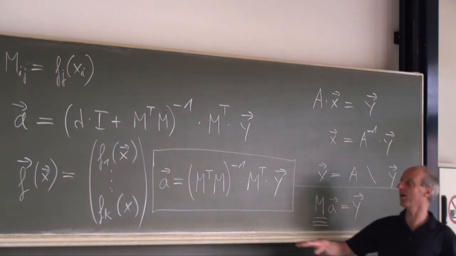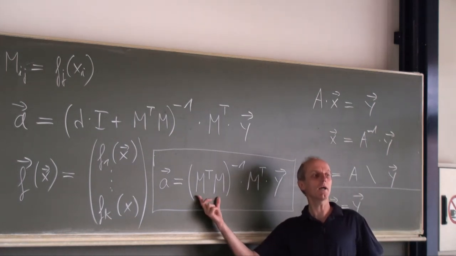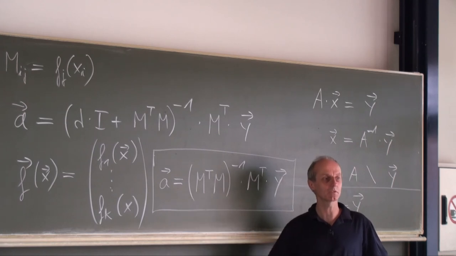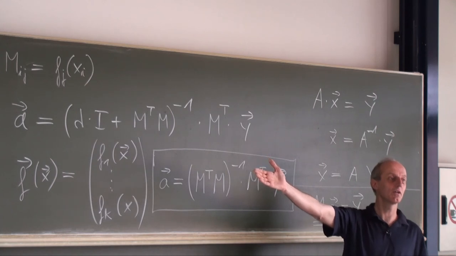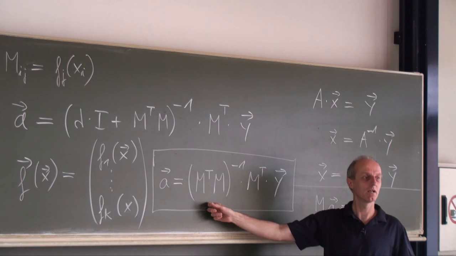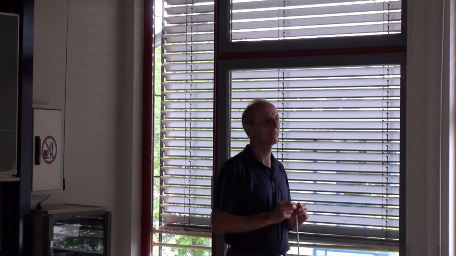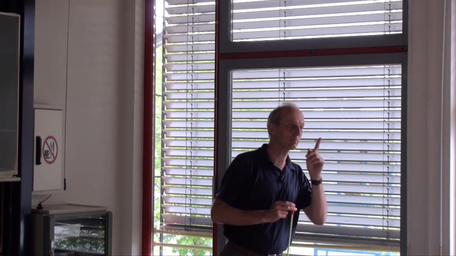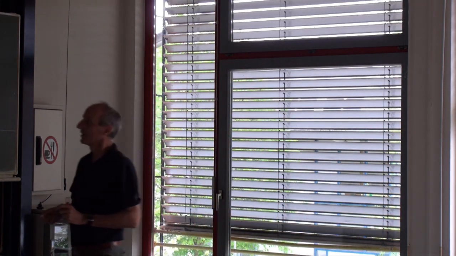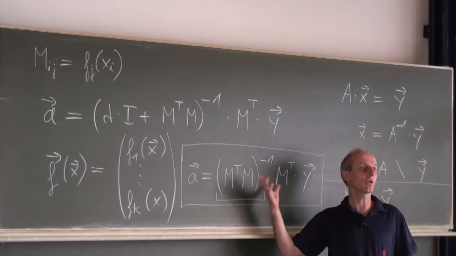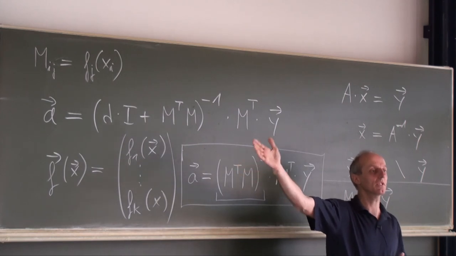And then I claimed, okay, now this is invertible. Why is it invertible? Because this product M transpose M is a square matrix. It's always a square matrix. And now you see Octave complaining about this square matrix. How can that be? What do you know about inversion of square matrices? It should not be singular. Or in other words, even if it is a square matrix, it may happen that it's singular, and then you can't do the inversion. And that's exactly what we have here.